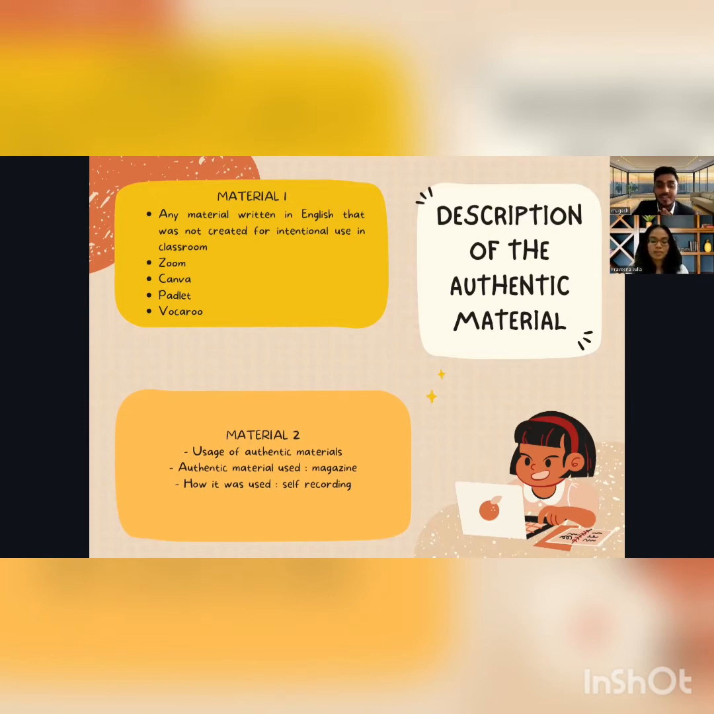All right, thanks. So I'll be explaining my description of authentic material. By definition, authentic materials are any English language materials that were not created with the goal of being used in English language schools. The material used for the second listening skills is an excerpt picked from a magazine regarding an ear-piercing ceremony, which was then read and recorded by myself with the help of a few applications such as Vocaro and many more.